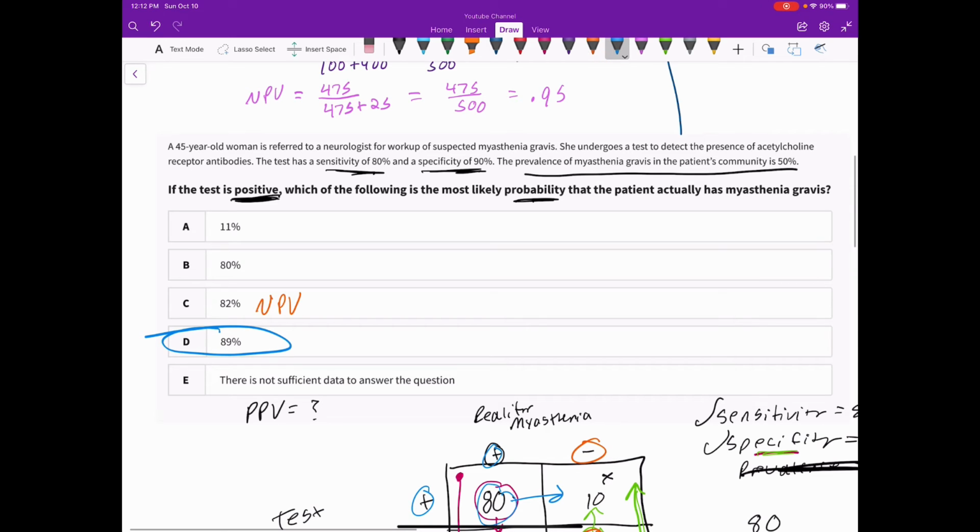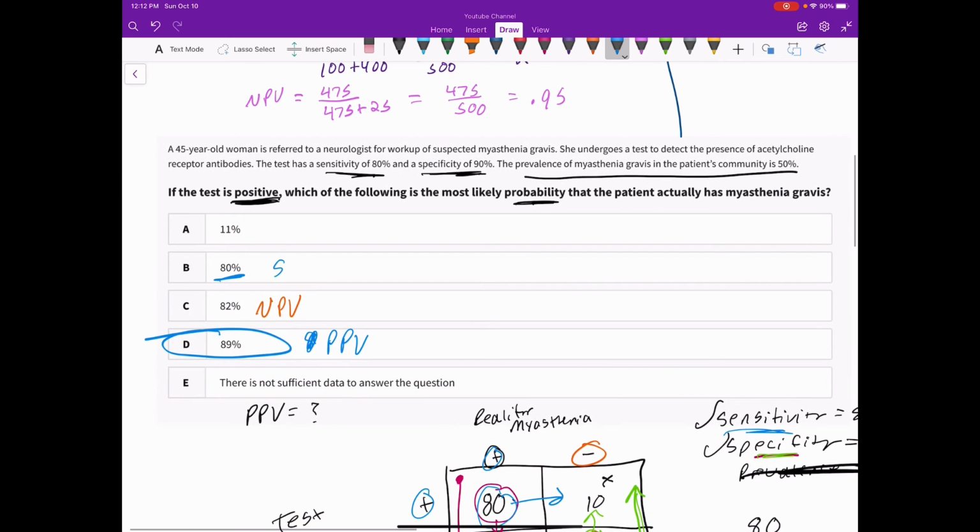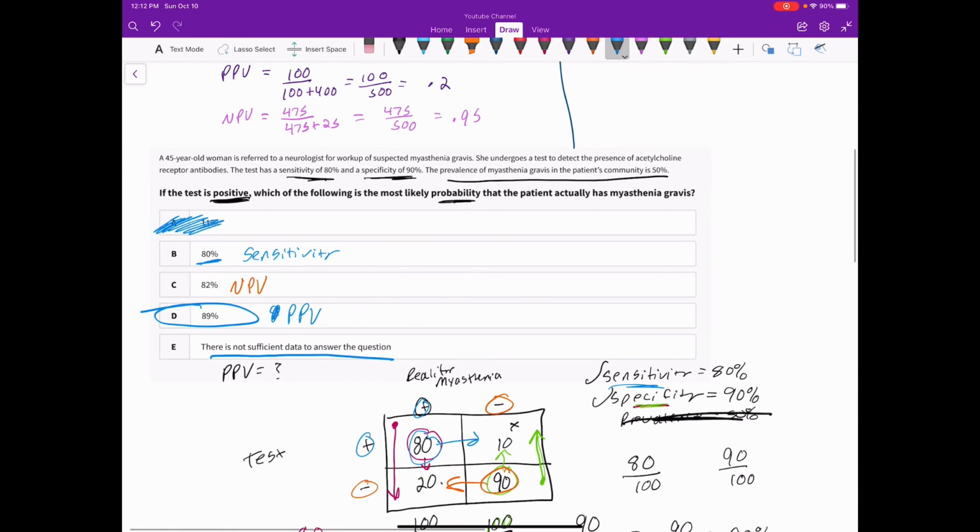Positive predictive value? No, sorry. Positive predictive value is 89%. What is this 80%? Well, sensitivity, they gave it to us, so that's wrong. 11%, you would not get this for anything. And then there is sufficient information. So that's how you break down that question.